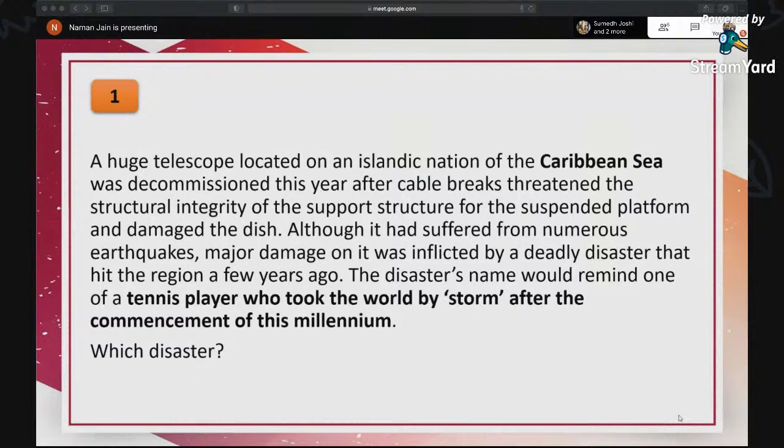So a very huge disaster which caused the most damage on the telescope, which led it to being decommissioned this year. And as is the convention, it was also given a name which may remind you of a tennis player who literally took the world by storm after commencement of this millennium, which is after 2000. So which disaster? Need the name of a disaster, a proper noun, and what type of disaster.